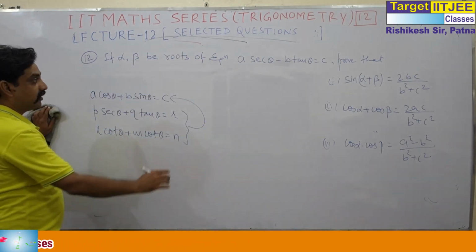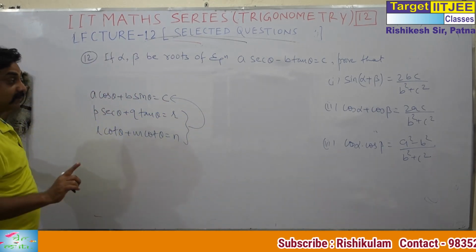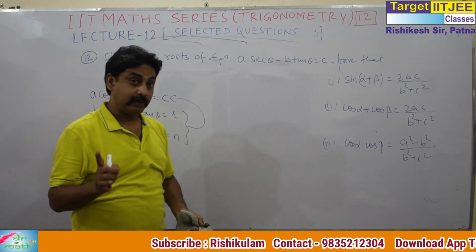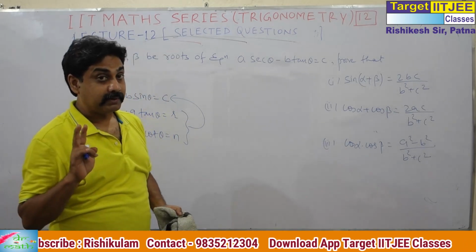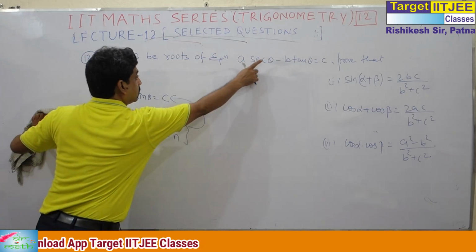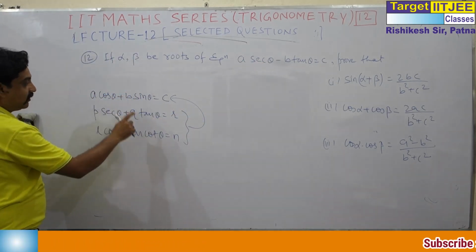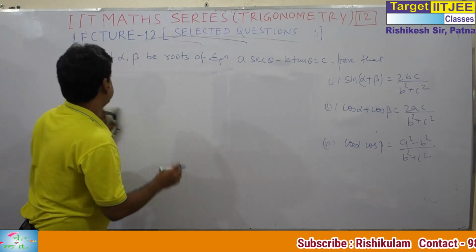So first of all, I will change this in sin and cos. See what the concept is: two or three mixed concepts here. First of all, this is in the form of sec and tan, so I will change it into sin and cos. How? See?